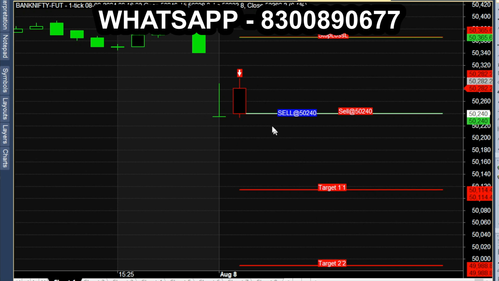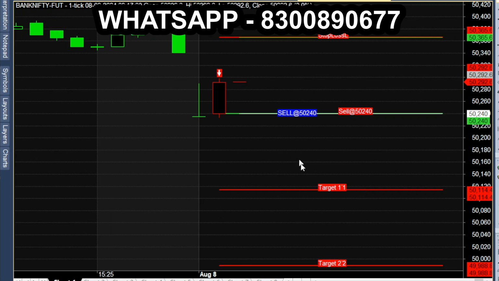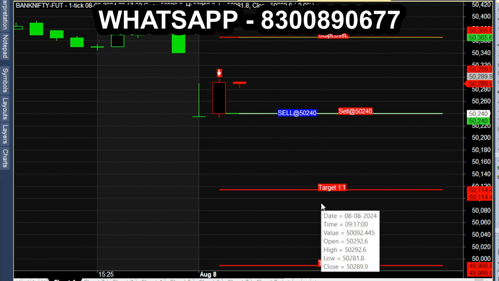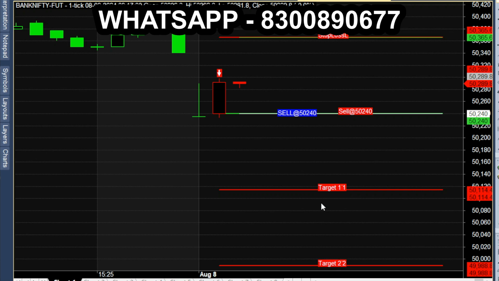First target is more than a 100 point target. To be exact, 50,114. So from 242 to 114, it's more like a 125 point first target. We have converted our strategy into a formula in this chart. According to our strategy only, this breakout happens. Whenever the breakout happens, you will get the call like this. Through these calls you can do intraday trading.